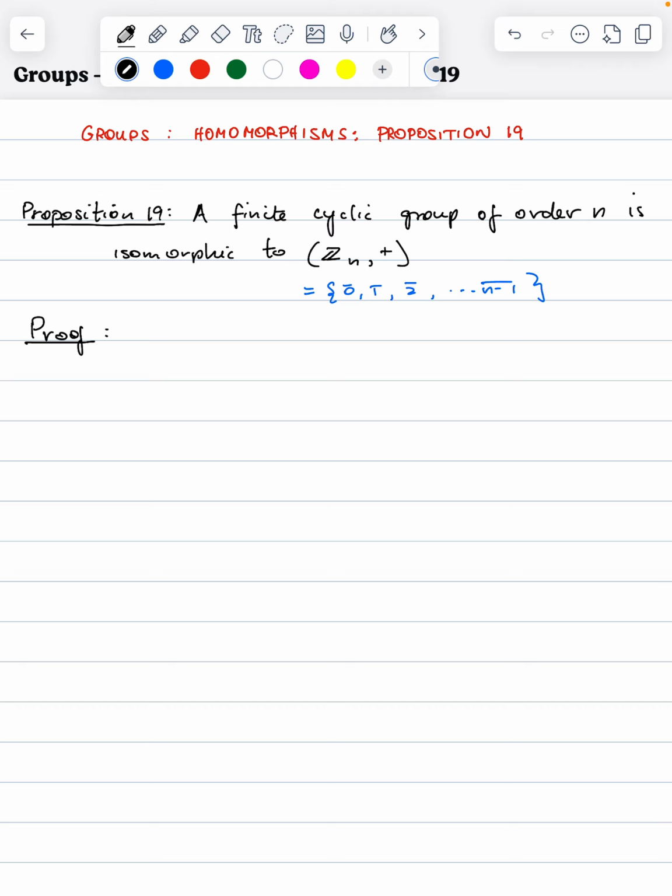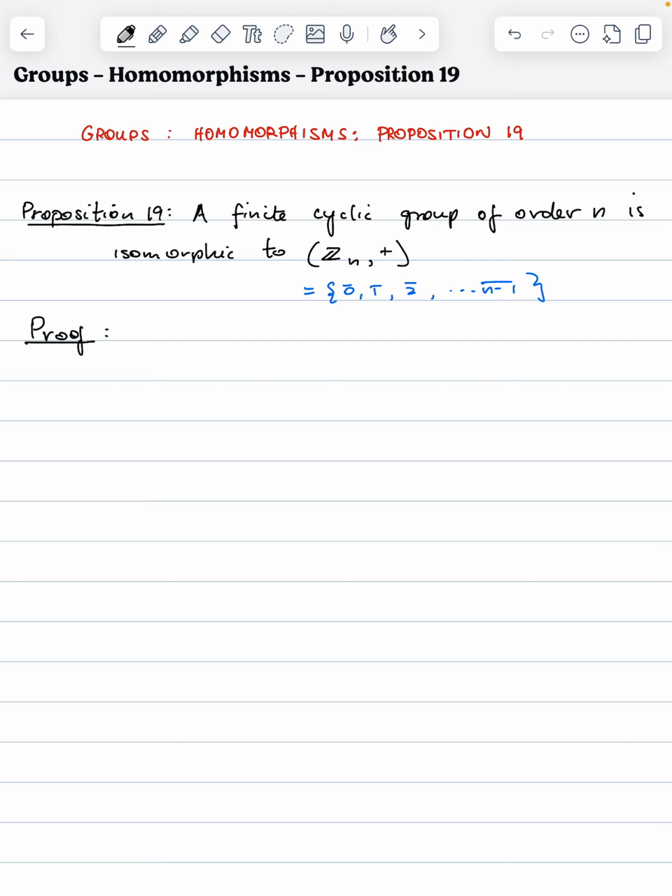Welcome to Groups. Homomorphisms, this is Proposition 19. A finite cyclic group of order n is isomorphic to Zn under addition. So what are the members of Zn? Those are the modulo classes mod n: 0 bar, 1 bar, 2 bar, dot dot dot, n minus 1 bar. And what this proposition means is that any finite cyclic group of order n is the same as Zn.